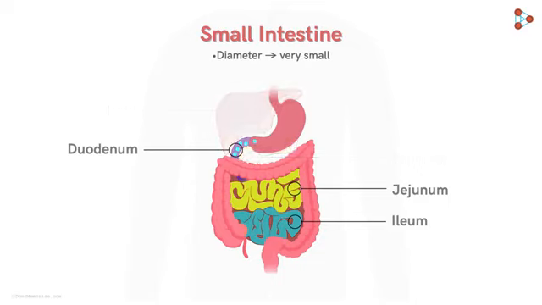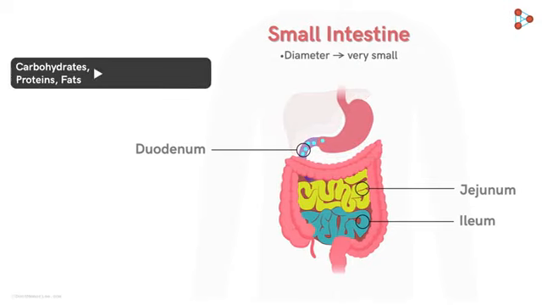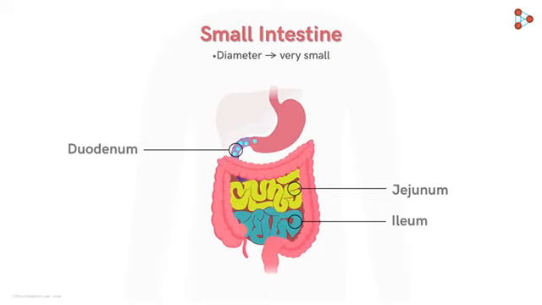For now, all we need to know is that carbohydrates, proteins, and fats get digested partly as they reach the duodenum and then completely as they pass through the small intestine. So the carbohydrates, proteins, and fats are gradually broken down further as they span the small intestine completely. That is, as they pass through the jejunum and ileum.